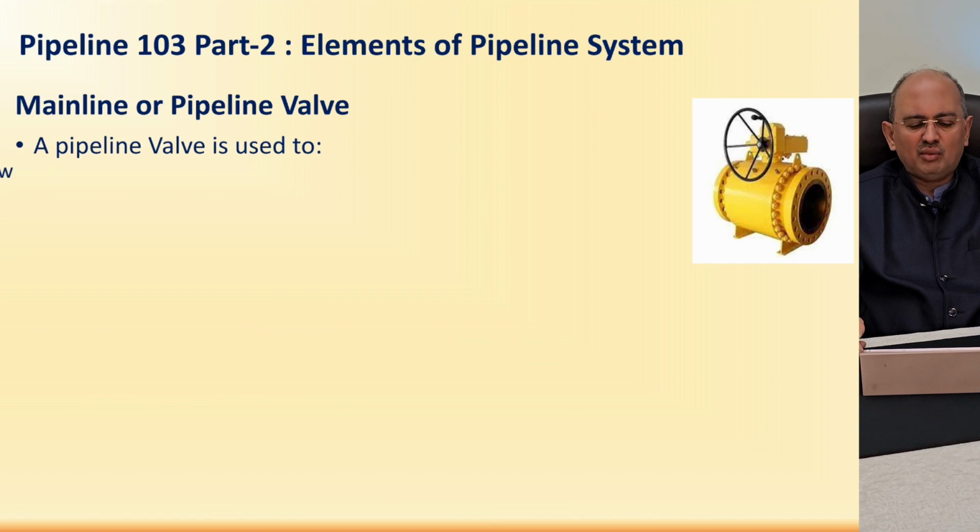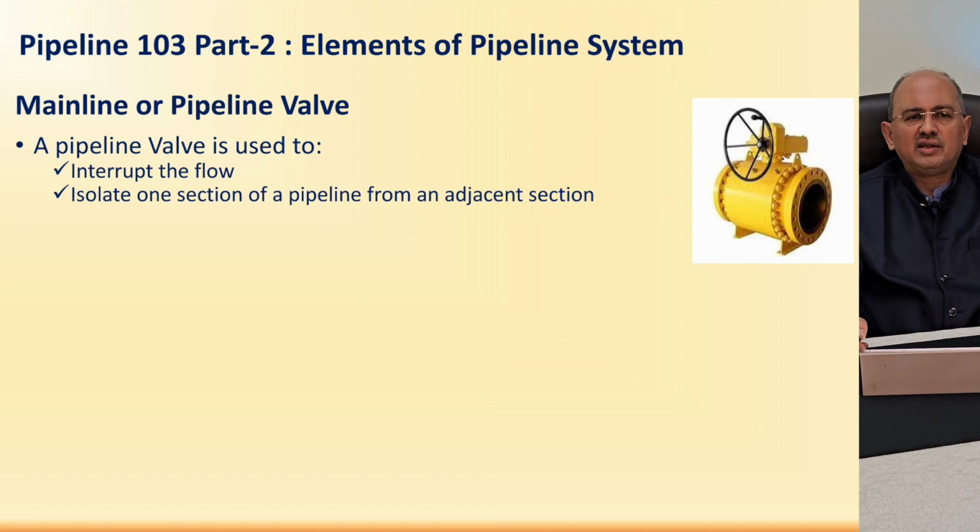A pipeline valve is normally used for interrupting the flow, basically as simple as that. So pipeline valves are installed at various locations we have seen in the system. The bypass valve is also a pipeline valve. The pig trap isolation valve is also called a pipeline valve. The kicker valve is also part of the pipeline system valves. So it is basically going to interrupt the flow.